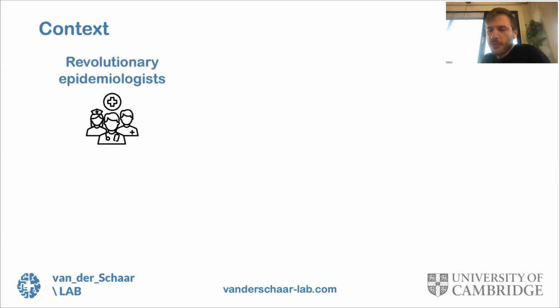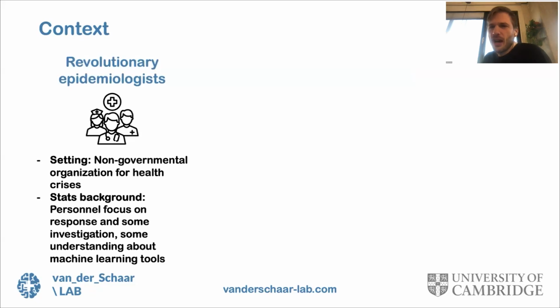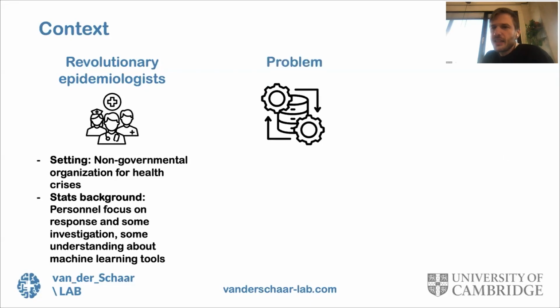Now, in this third and last example, let's pretend we have a revolutionary epidemiologist. Let's say they come from a non-governmental organization and they specifically look at health crises. The issue really here is, well, not really an issue, but they have personnel that really focus on the response to that crisis. And they do a lot of investigations, but they don't often publish them. And they do have some understanding about machine learning tools.